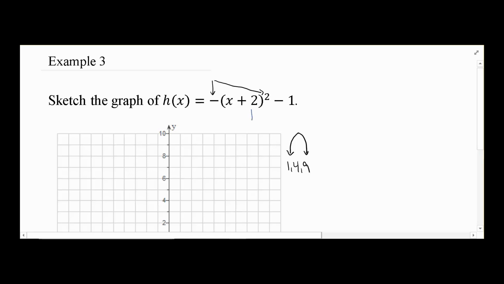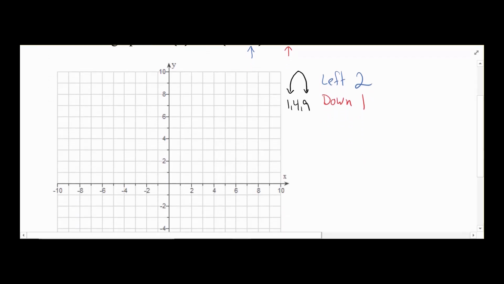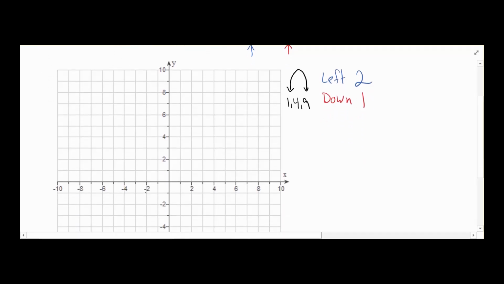The next thing we want to identify is the +2 right next to the x. This means that we're shifting left by 2 units. And then the last thing we want to identify is the -1. This is meaning that we're shifting down 1 unit. So as far as graphing, let's start with our shifts. We went left 2 and down 1. There's our vertex, that's where we start from.